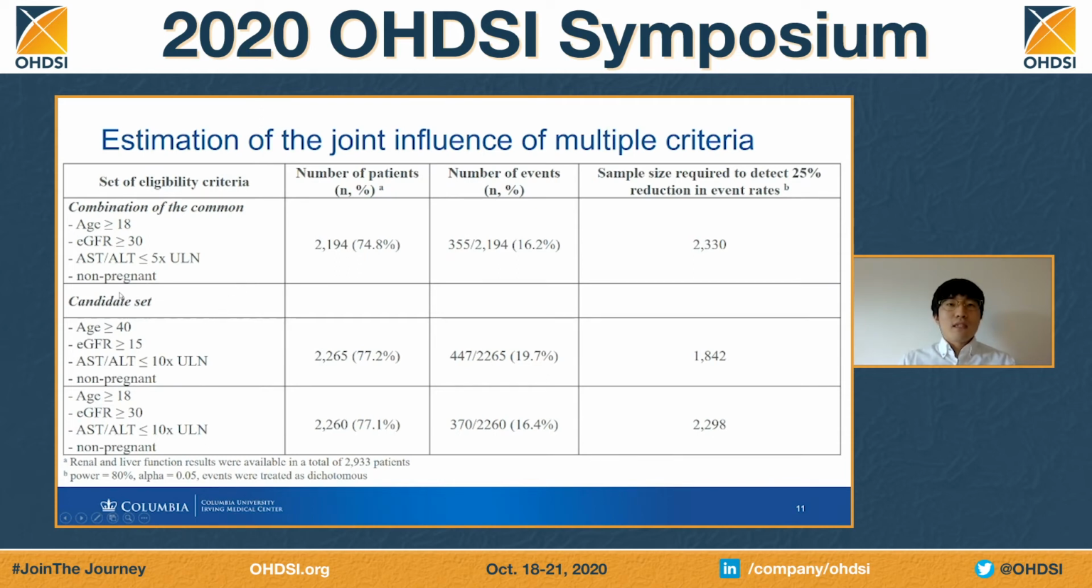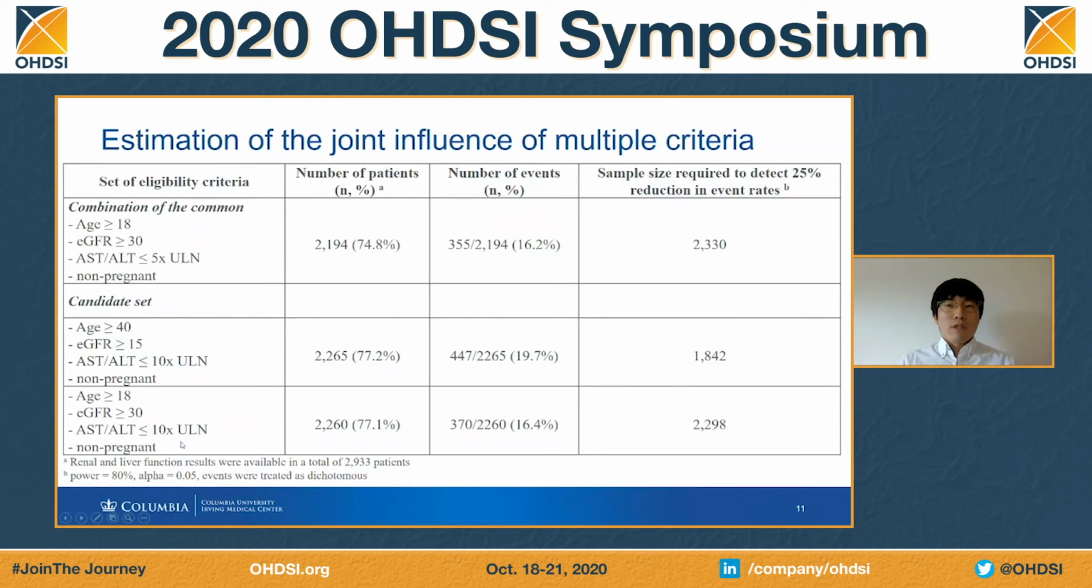I tested different combinations of eligibility criteria to see under which set of criteria we could include more patients and observe more events. For age, tested cutoffs included 18, 30, 40, 50, 60, 65, and 70. For liver and renal function, commonly used cutoffs were tested in finding the candidate set.